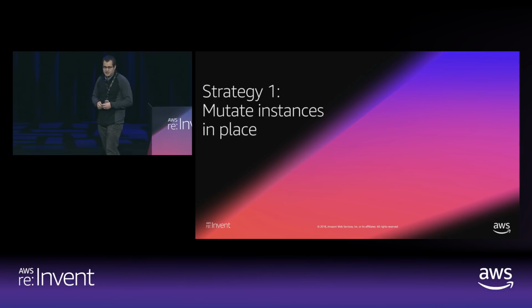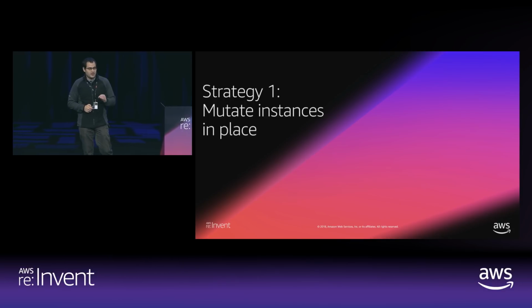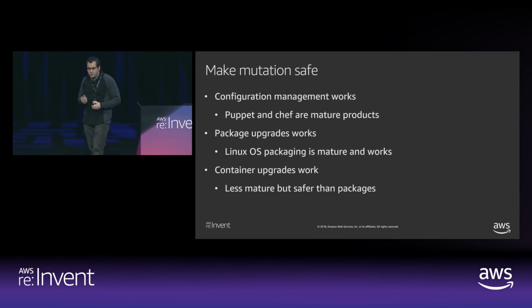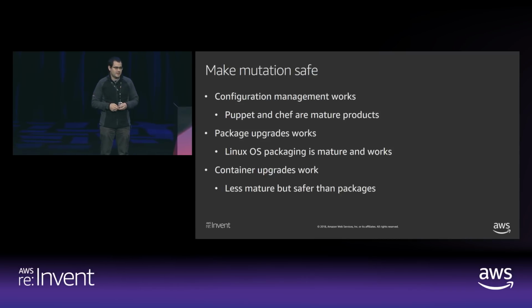All right, so let's get down to the strategies. So the first strategy for managing instances is to actually just mutate the instances in place. So all of those things which aren't the state, we can just change without replacing the instance. And in order to do that, we have to be cognizant of what we're doing. So we have to make these mutations safe.